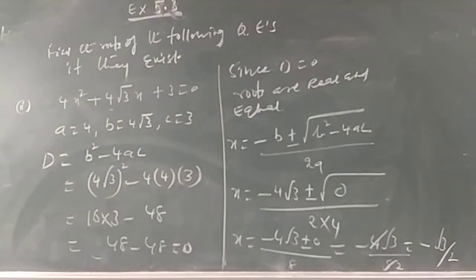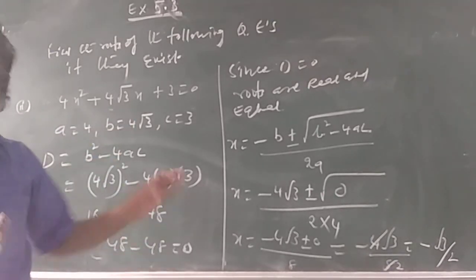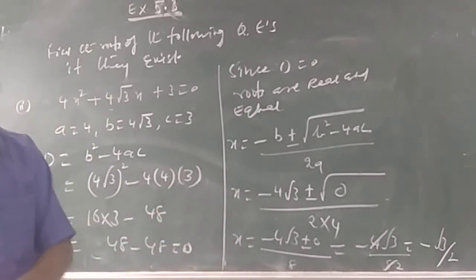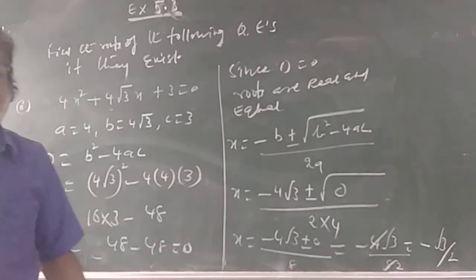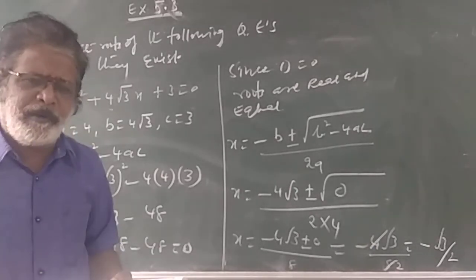Answer is minus root 3 by 2. I hope you clearly understand it. Like this, we can check whether they exist or not. So to know whether the roots exist or not, we have to calculate the discriminant. Discriminant equal to 0, real and equal roots exist. Discriminant greater than 0 also, real roots exist. When it is less than 0, you need not do it. Okay. If you do it, also no problem.